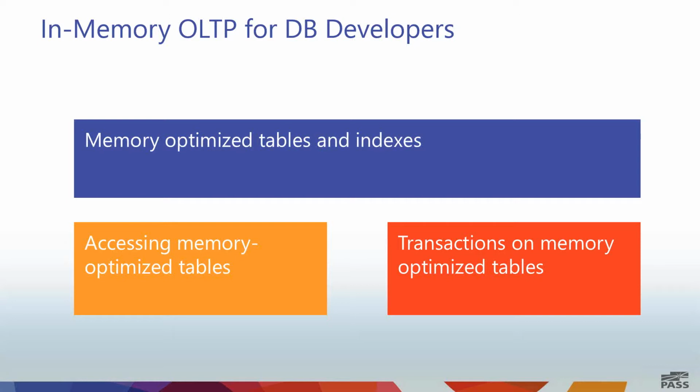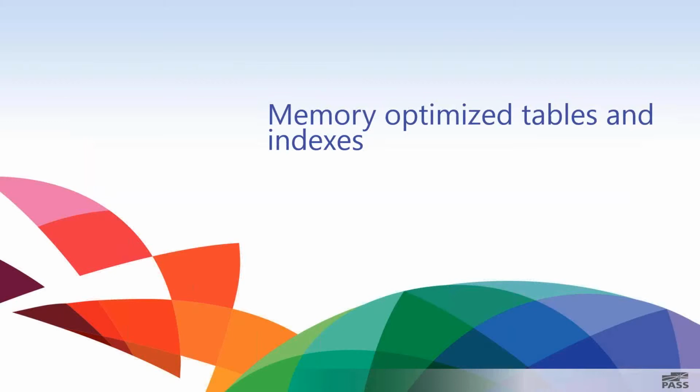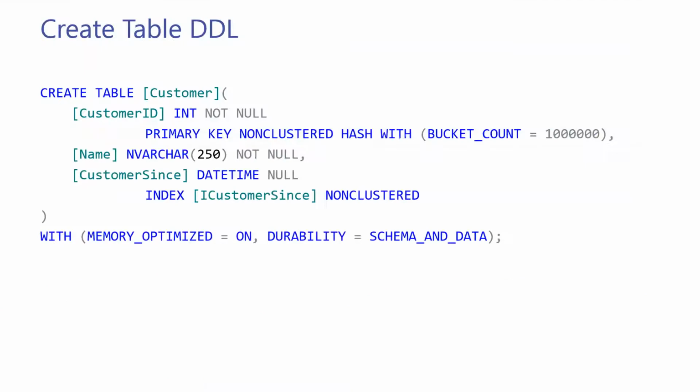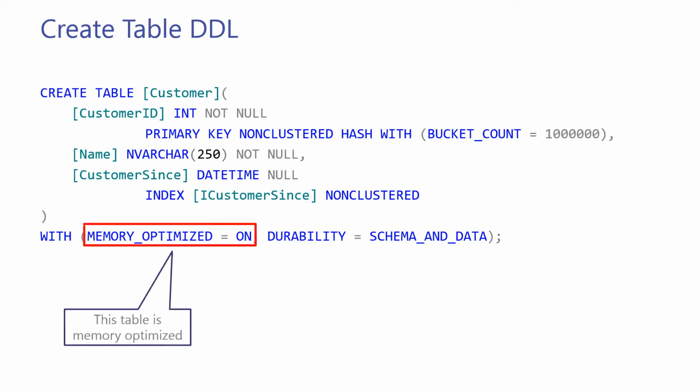So first off, memory optimized tables and indexes. Now this slide here shows you the DDL for creating a memory optimized table. And this should look all pretty familiar. I mean, this is a T-SQL language after all. You have your basic create table statement, you have your columns and your data types, but there are a couple of things that are new here. So first off, we have the keyword memory optimized here. So this is the indication that this table is indeed a memory optimized table.